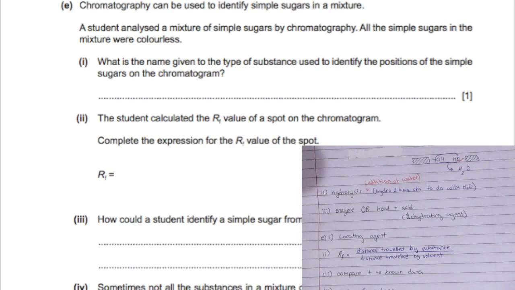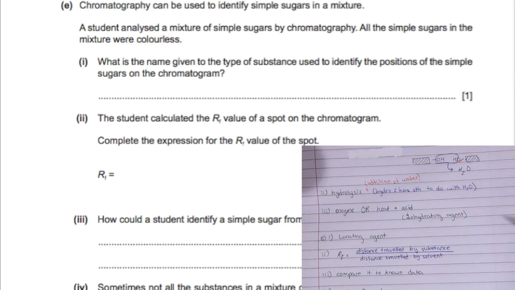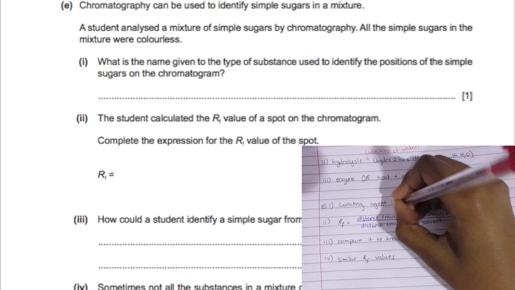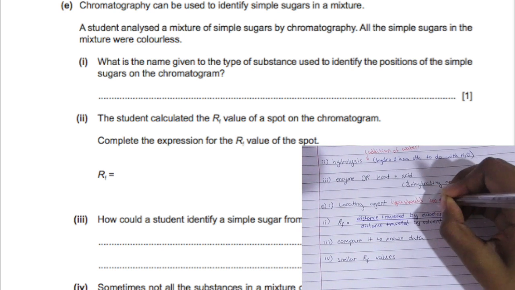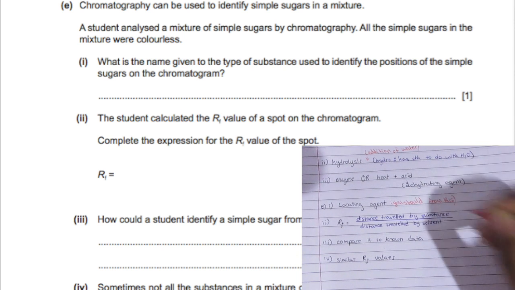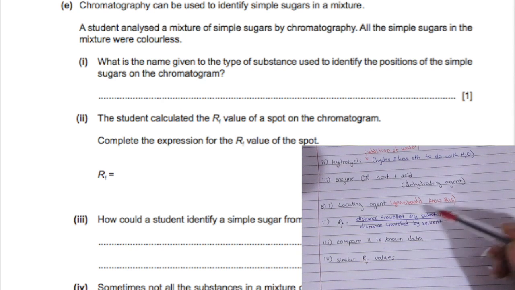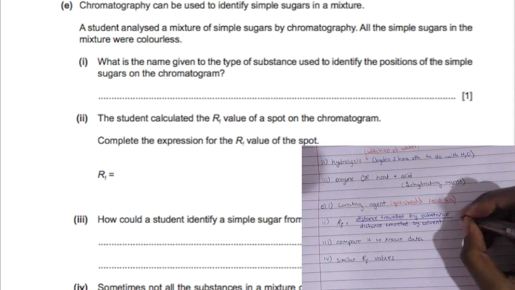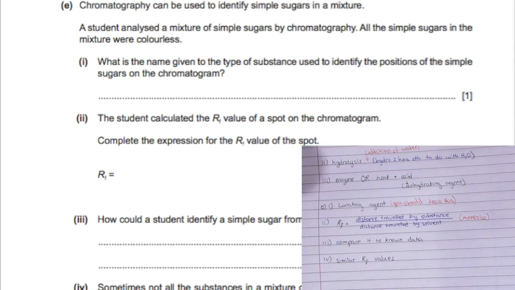Now, in chromatography, what is the name given to the type of substance used to identify the position of the simple sugars on the chromatogram? That would be the locating agent, and you should know this for sure. And you use this locating agent especially when the little substances are invisible or basically colorless. So the student calculated the Rf value, and we need to complete the expression. That is the distance traveled by the substance over the distance traveled by the solvent. This is just something that you need to memorize.